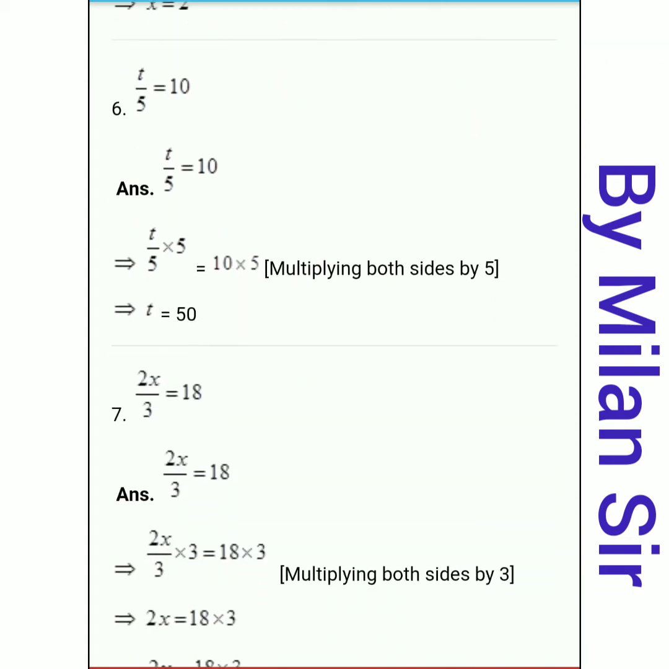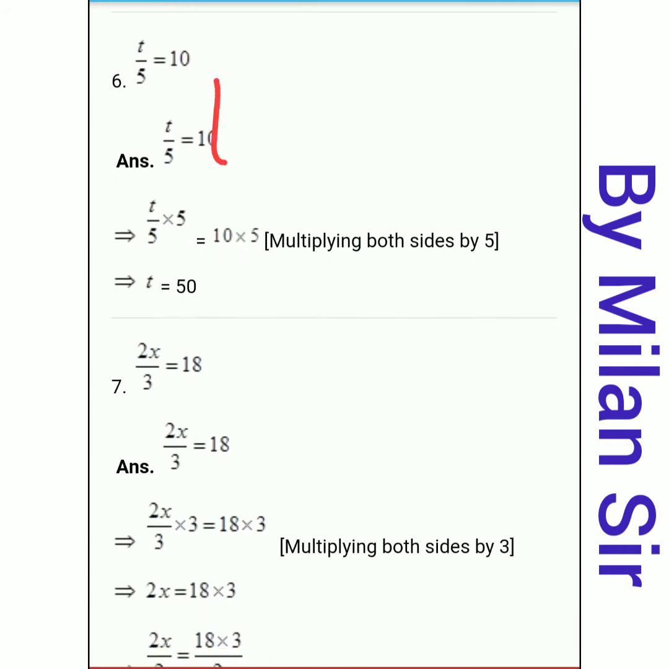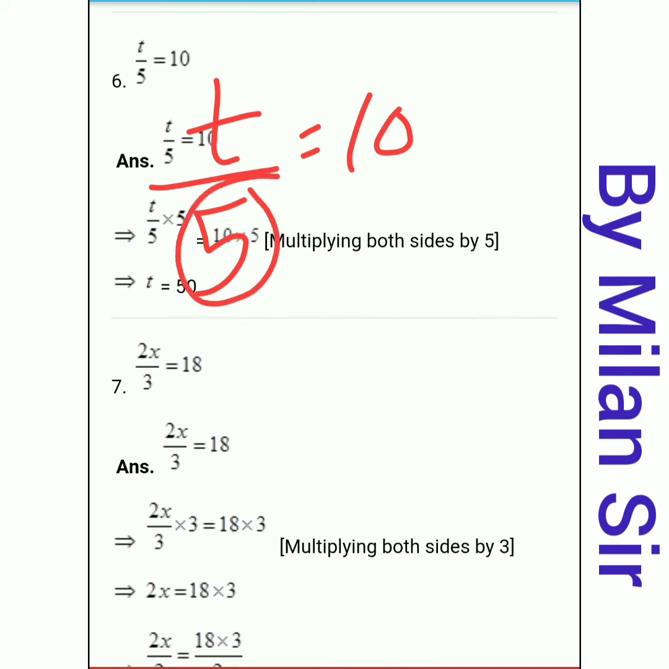Then question number 6. T divided by 5 is equals to 10. Here 5 is in the denominator. If we transfer it to the right hand side, it goes to multiplication.